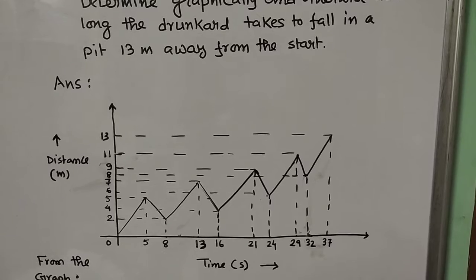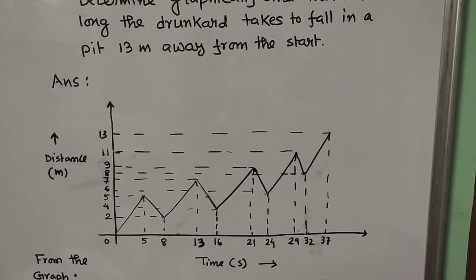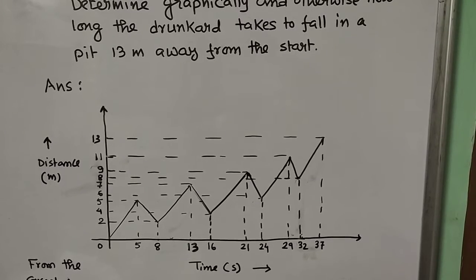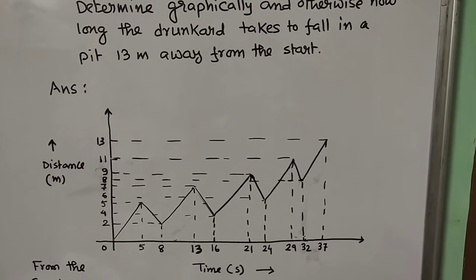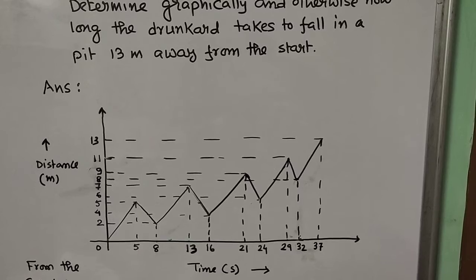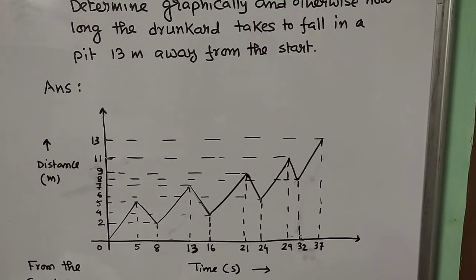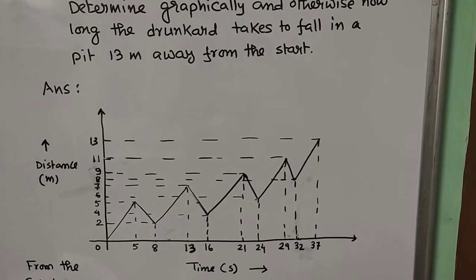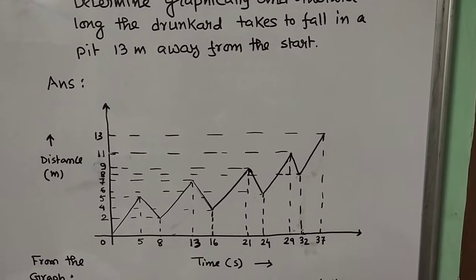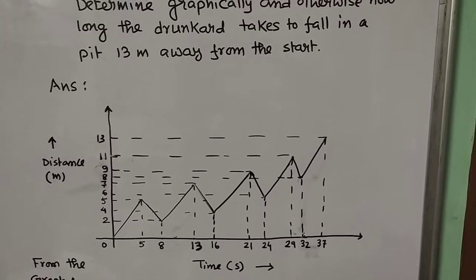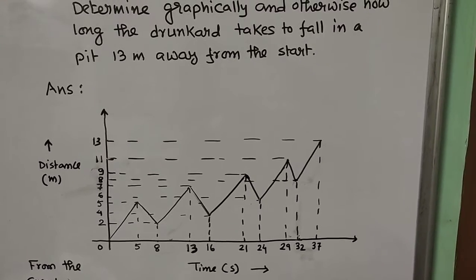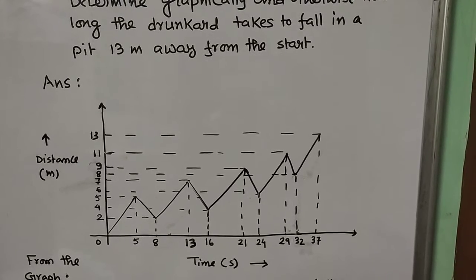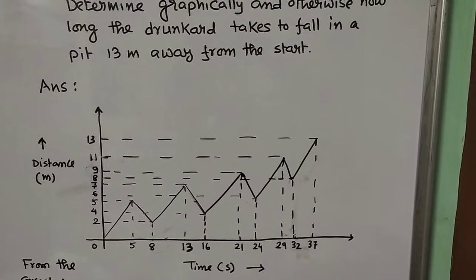Again the person moves 3 steps back, so from 9 it is now 6. 6 meters corresponds to 24 seconds, because 21 plus 3 is 24. Now 24 seconds corresponds to 6 meters. Again the person moves 5 steps, so 5 meters. So 6 plus 5 is 11. 11 meters corresponds to 29 seconds.